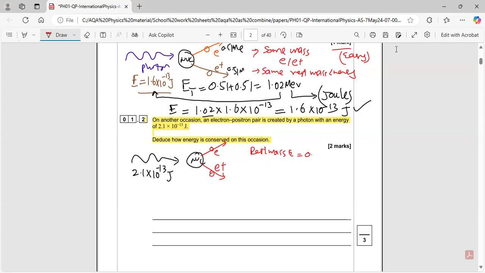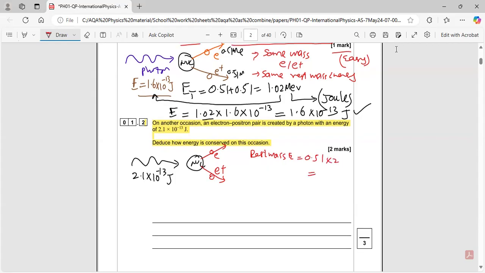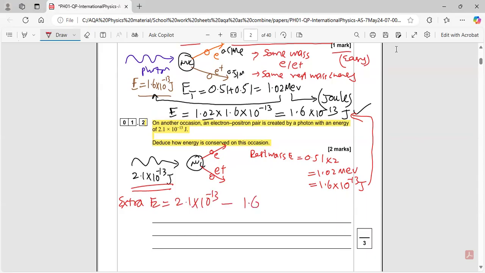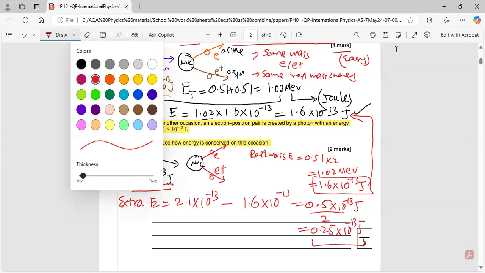So rest mass energy is 0.51. And for both, you multiply them, so it is 1.02. And you have found that it was 1.6 into 10 to the power minus 13 joule in the previous part. So now what happened to this extra energy? How much is the extra energy? First, you calculate how much is the extra energy, and then you subtract 1.6 into 10 to the power minus 13. I'm talking about this one, and you get 0.5 into 10 to the power minus 13 joule. And as there are two particles, you divide it by 2, so 0.25 into 10 to the power minus 13. It means that this is the surplus energy for each of the particles, right?